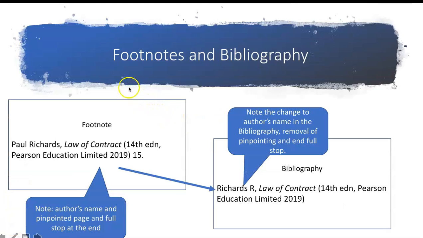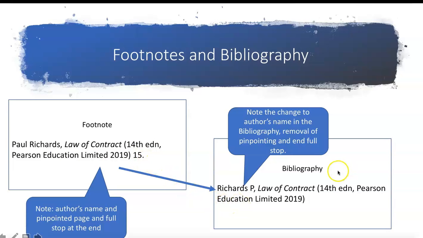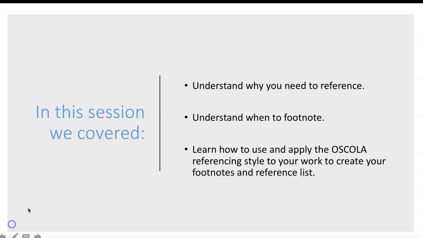So here's an example of the difference between a footnote and bibliographic reference. So in a footnote, we've got the author's name in full, and we've pinpointed a page 15 that we've taken information from, and there's a full stop at the end here. In the bibliography, I've swapped the author's first and surname, I've abbreviated the first name to a P, I've taken out the pinpointing of a page, and I've taken out the final full stop there.